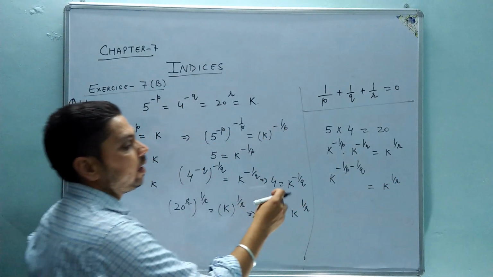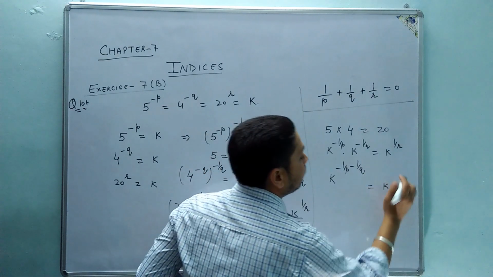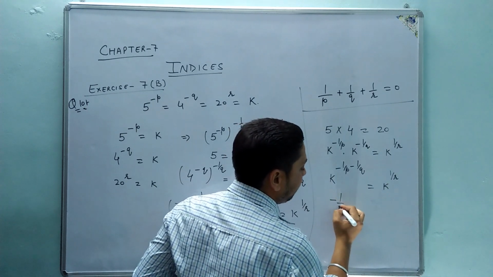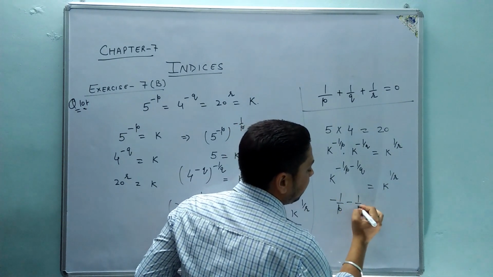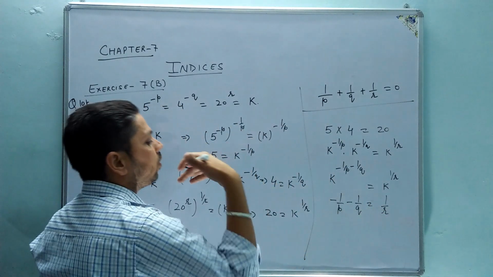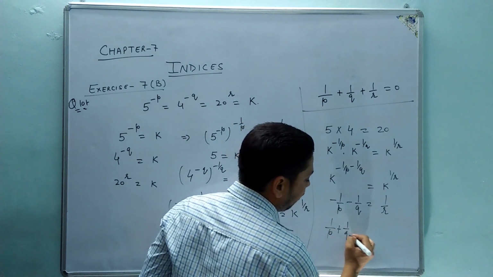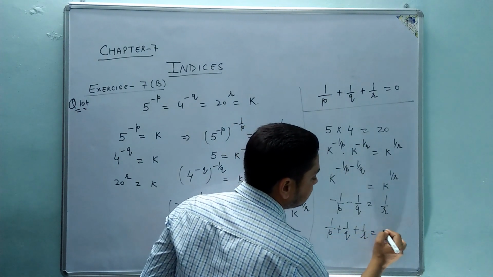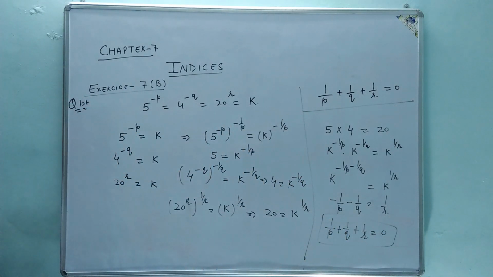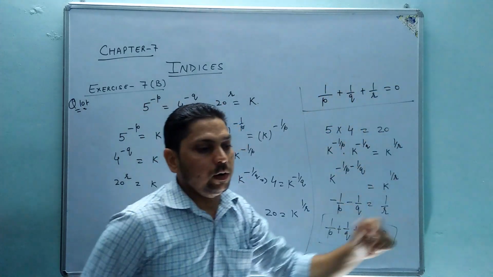Now if you look here, bases are same. If their bases are same, their powers will be equal. That is minus 1 over P minus 1 over Q is equal to 1 over R. Take all terms on one side. It will give you 1 over P plus 1 over Q plus 1 over R is equal to 0. This is the condition which we had to prove.